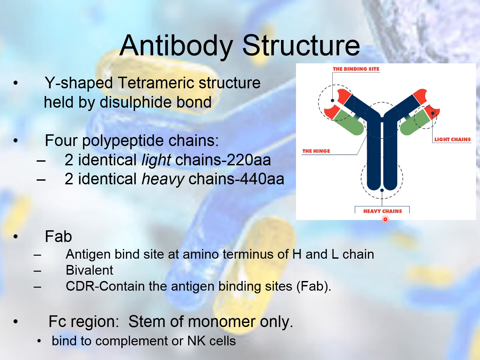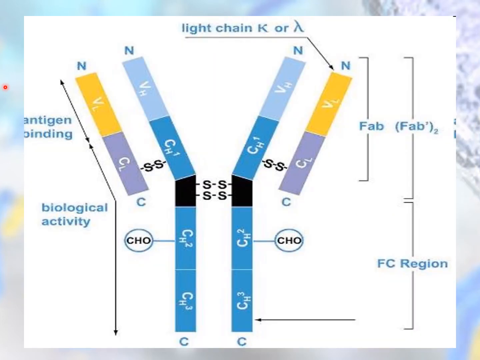The second region, which is of importance, is called the FC region or fragment of crystallization. It's basically composed of only heavy chain, and it is the region which binds to the complement system or NK cells. Now let's study the structure of antibody in detail.